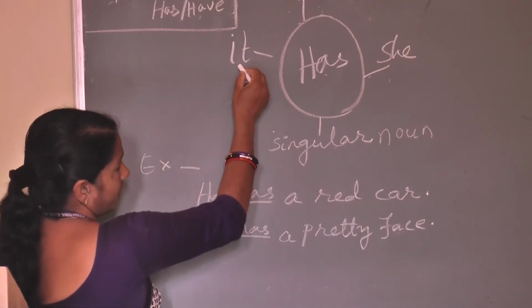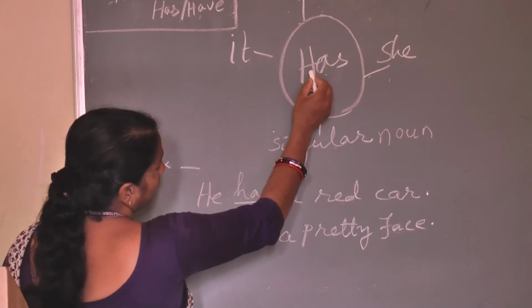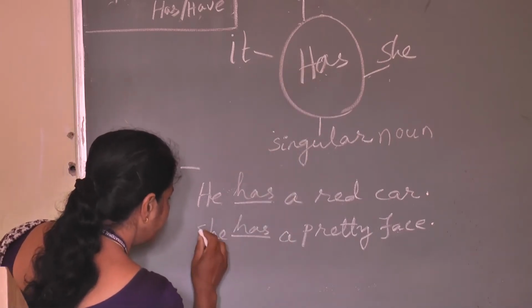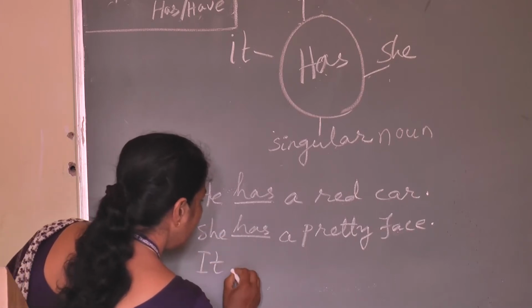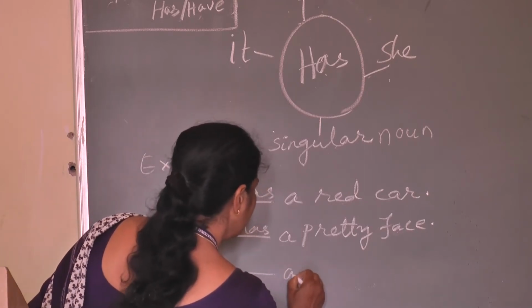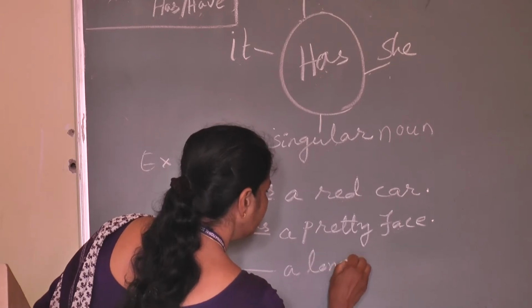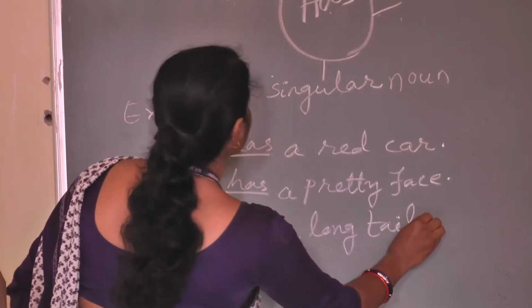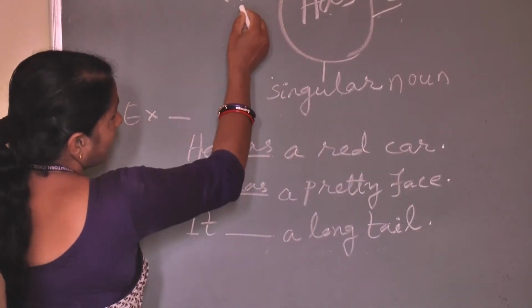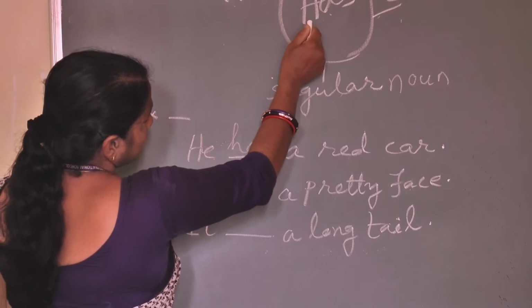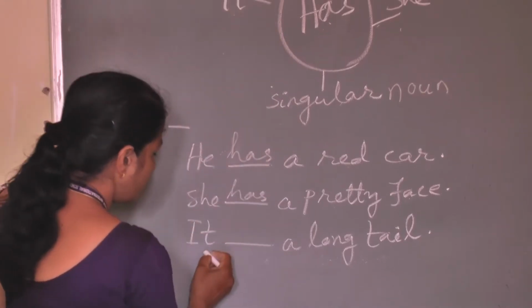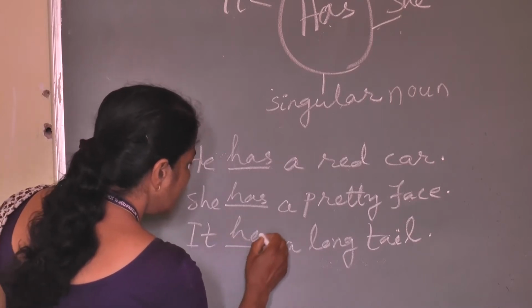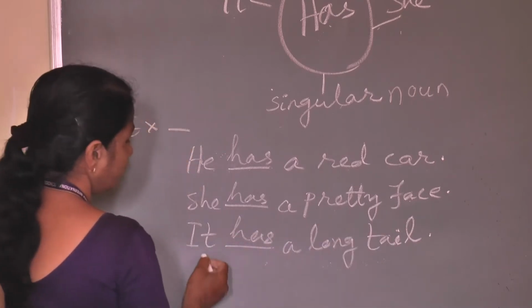See here, it. We have to use has for it. It dash a long tail. See, children, the word it is here. Has is also used for it. So we have to use has here. It has a long tail.